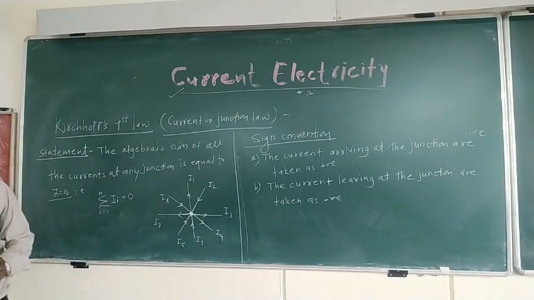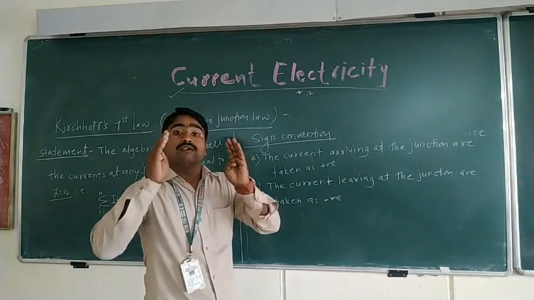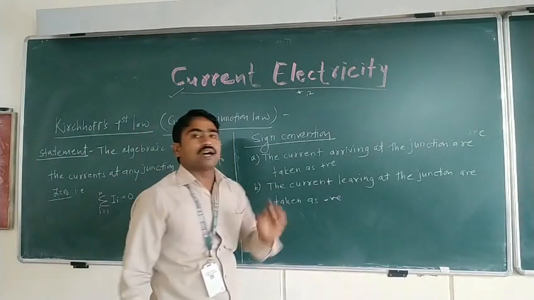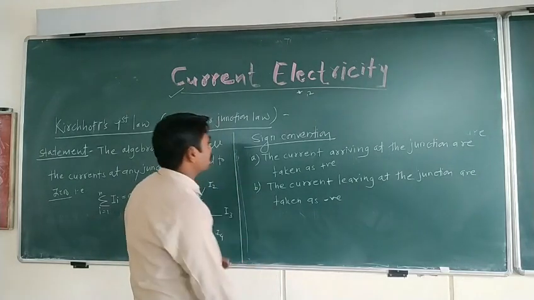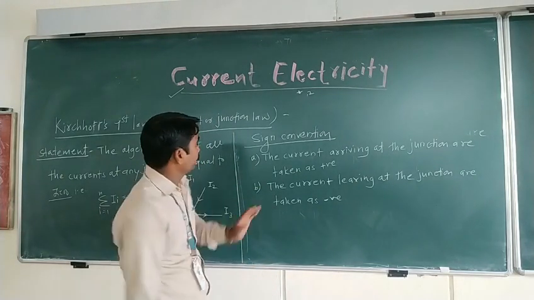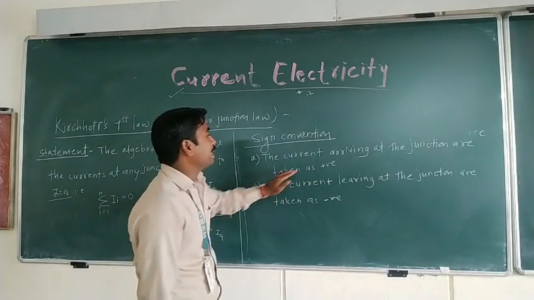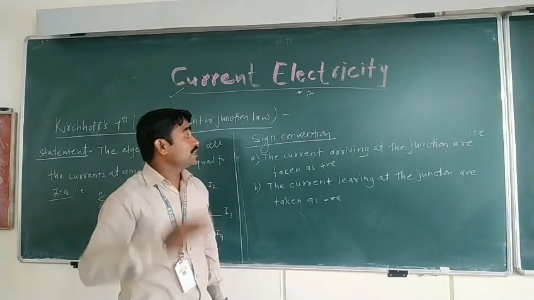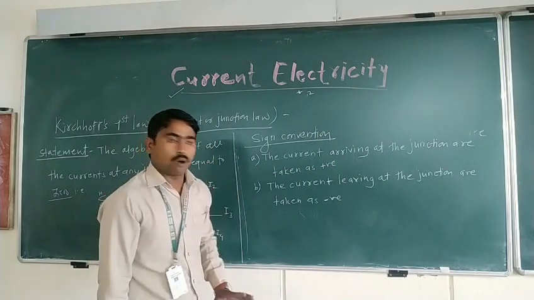A very important part at this point is sign convention. Sign convention is the most important part in Kirchhoff's first law and Kirchhoff's second law. The first sign convention is that the currents arriving at the junction are taken as positive. This means the current flowing toward the junction is taken as positive.